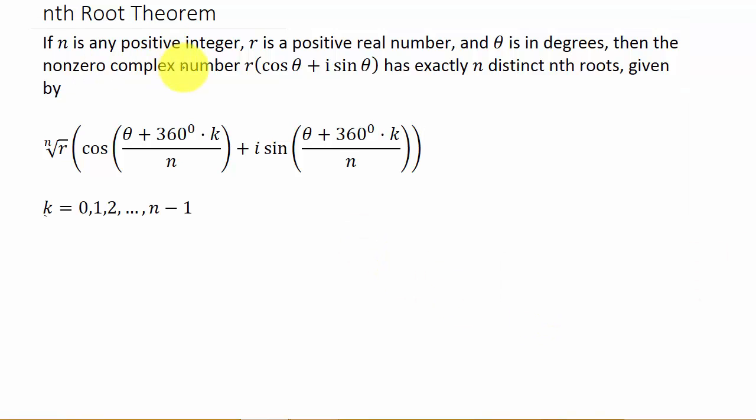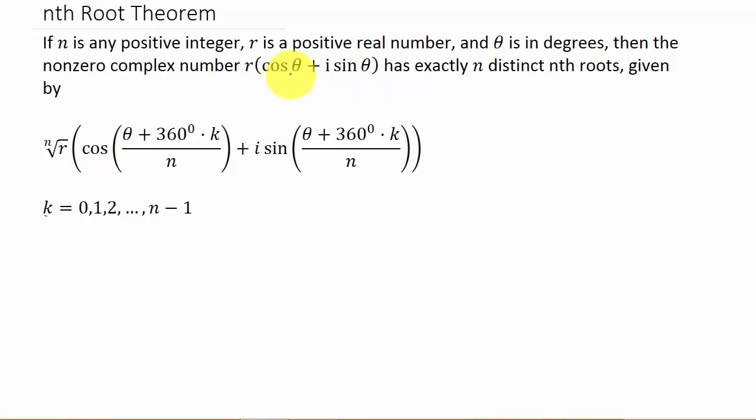So if n is any positive integer, r is a positive real number, and theta is in degrees, then the non-zero complex number r(cosine theta plus i sine theta) has exactly n distinct nth roots given by this. So the complex number, notice it's in trigonometric form here.